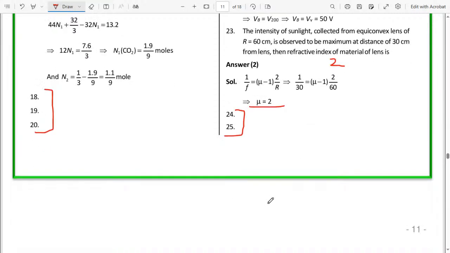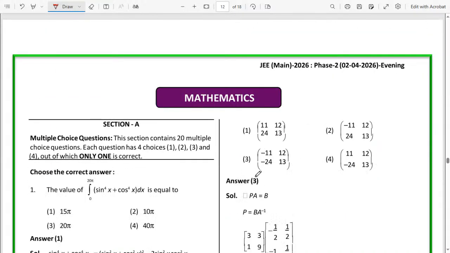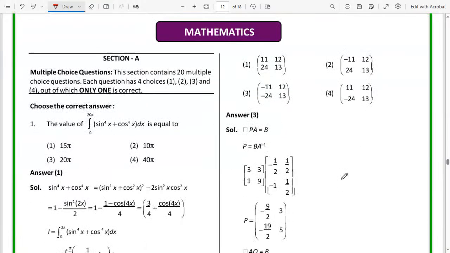Next, let us see the mathematics question paper of JEE Mains 2026 Phase 2, which was held on April 2nd evening. Yes, students, mathematics Section A contains 20 multiple choice questions. For this you will have options 1, 2, 3 and 4, out of which only one option is going to be the correct answer. If you mark the correct answer, you are going to get plus 4 marks. If you make a wrong answer, you are going to lose minus 1 mark. Let us see the questions.